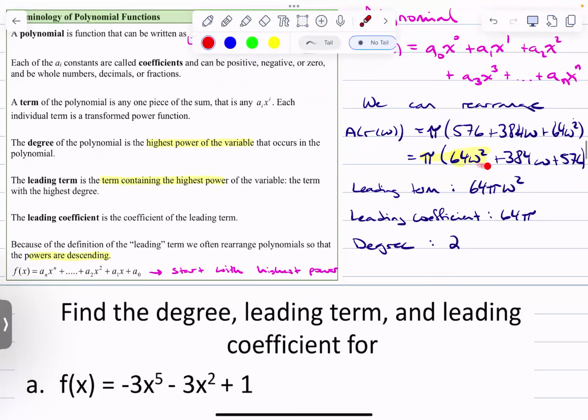Even though there's a lot of activity here, right? There's this w squared, and then I've got 384w, and then I've got 576 in there, right? But the overall behavior, the end behavior, will be the same as w squared or x squared. Okay?